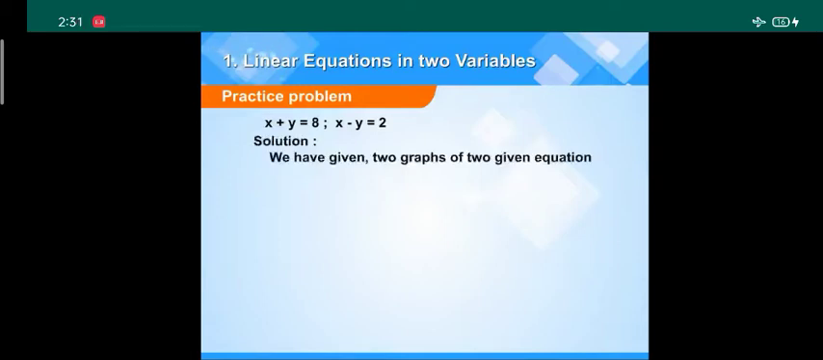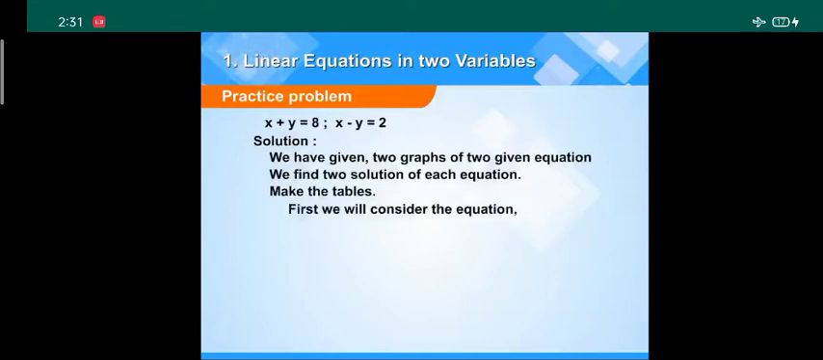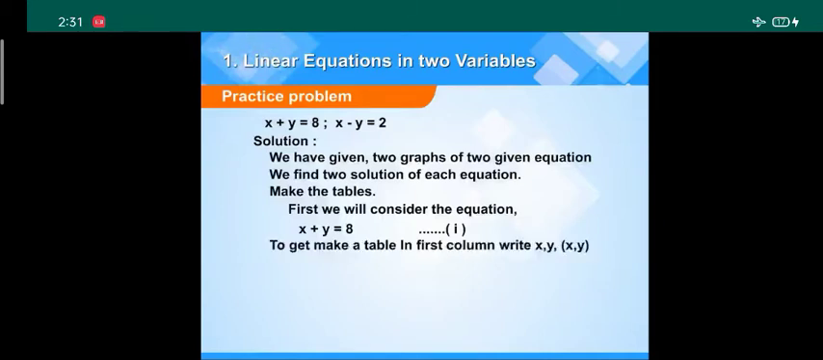Solution. We have been given two equations, and we need to draw their graphs. We find two solutions of each equation. Make the tables. First, we will consider the equation x plus y is equal to 8. This is equation number 1. To make a table, in the first column, write x, y, and xy.